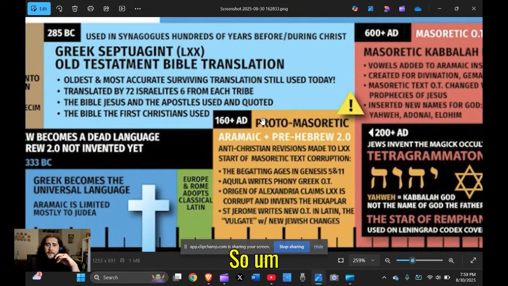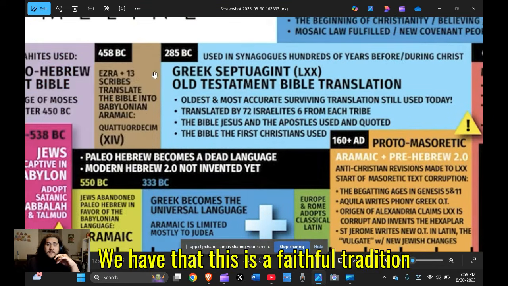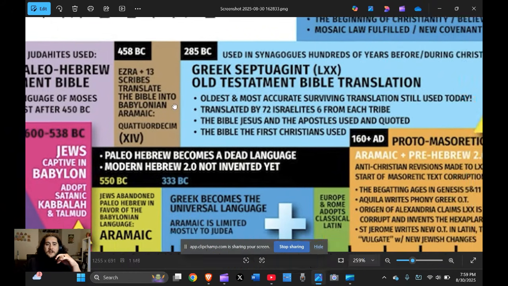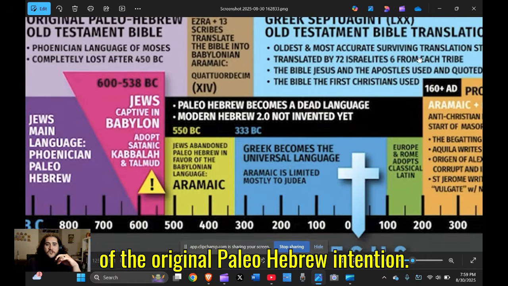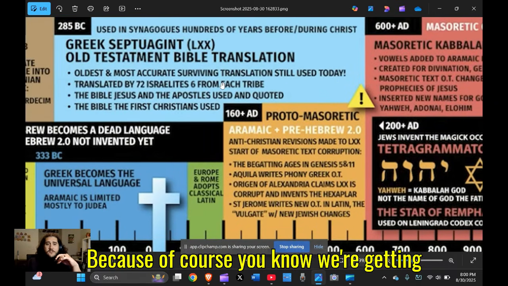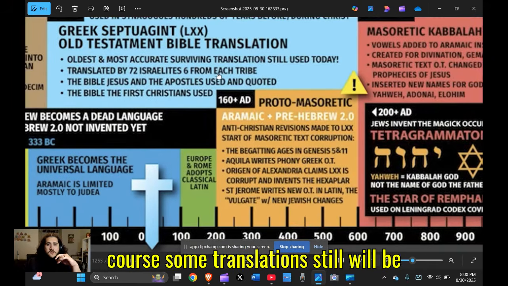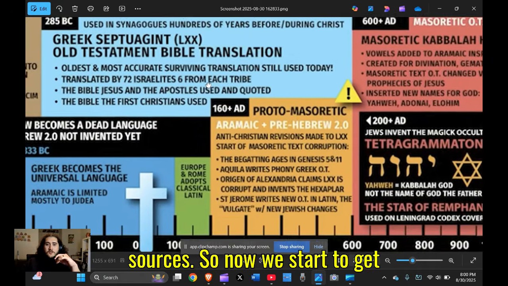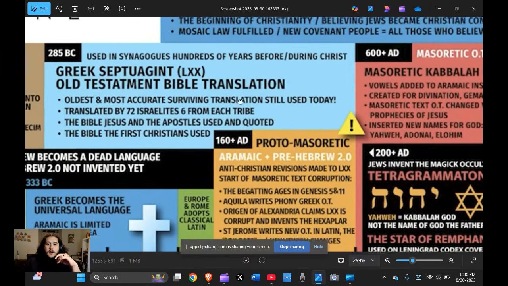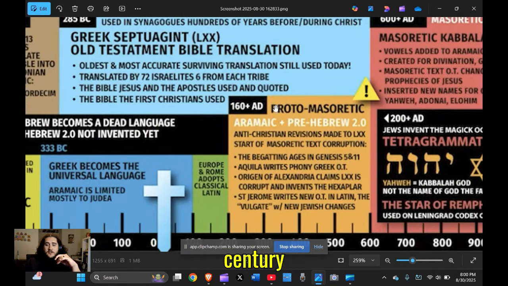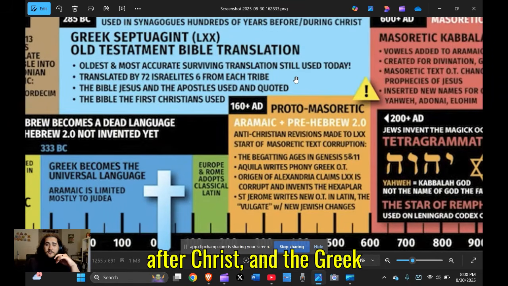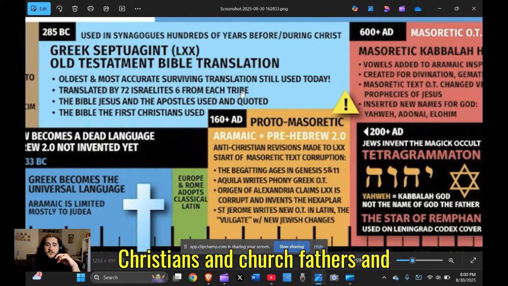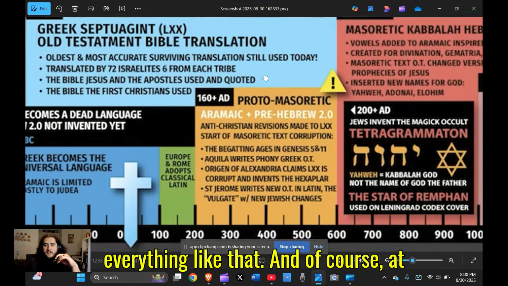So we have that this is a faithful tradition, or so we can trace, of the original Paleo Hebrew intention. Of course we're getting translations of translations, so some translations will be more accurate because they're from better sources. Now we get into the first and second century after Christ, and the Greek Septuagint is the one used by most Christians and church fathers.